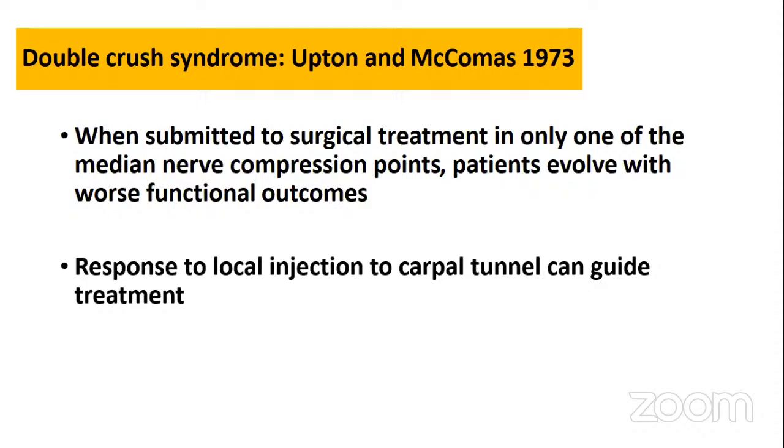One of the things we can do is give a local injection to the carpal tunnel and see how they respond, and then take a decision whether you want to operate on that. That is one way of dealing with this double crush when you have carpal tunnel with proximal kinds of lesions.